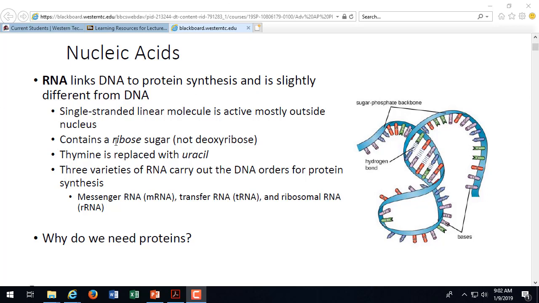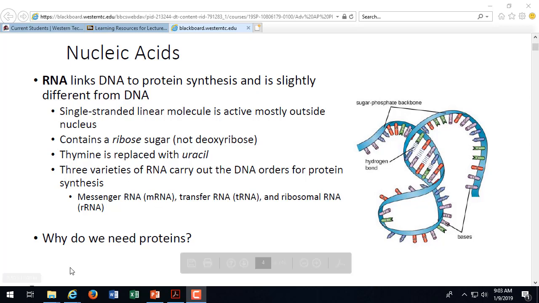So the sugar is different. There's an extra oxygen in that sugar, so the sugar in RNA is ribose instead of deoxyribose that we saw in DNA. So that's why it's called ribonucleic acid, not deoxyribonucleic acid. Instead of thymine as one of the nitrogen bases in RNA, we find uracil. So when you're doing that complementary base pairing and you're making an RNA strand, you're just going to drop a U instead of a T. So A bonds with U instead of A bonding with T as it did in DNA.